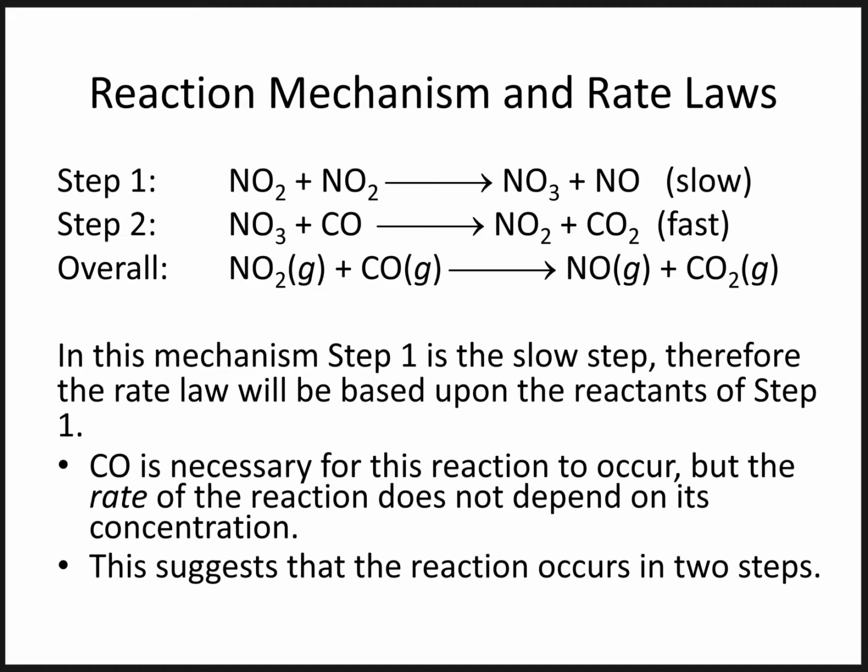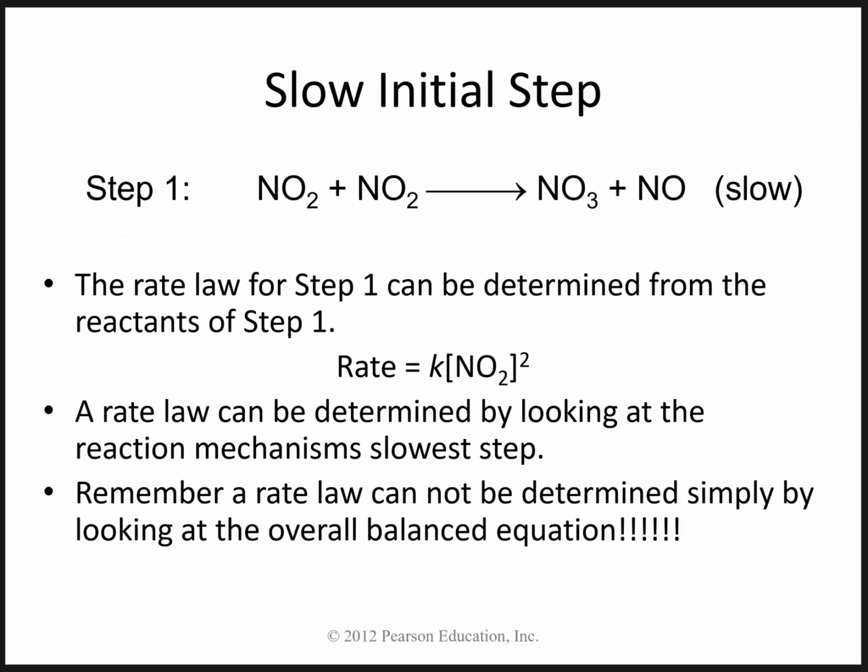So what can we get from this mechanism? Well, we know the rate law has got to be dependent upon the slowest step. Therefore, the nitrogen dioxide we expect to be in the rate law. Because the step that's the slowest has two NO2s as reactants, that means we write the rate law based off of the reactants. The rate is equal to the rate constant k times nitrogen dioxide squared.